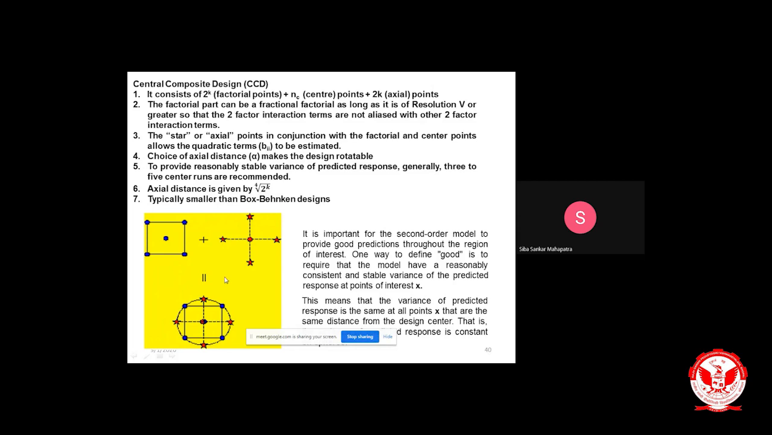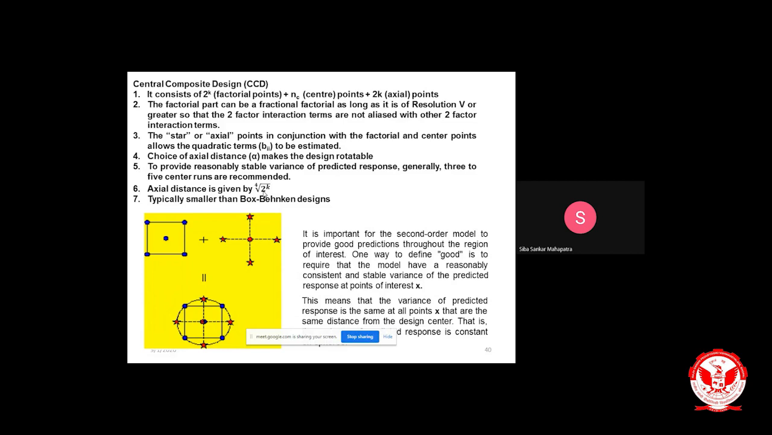The axial distance is calculated by the fourth root of 2 to the power k. Suppose there are two factors, then this k will be equal to 2, so 2 to the power 2, to the power 1 by 4. So this is the root 2. Root 2 is 1.41.